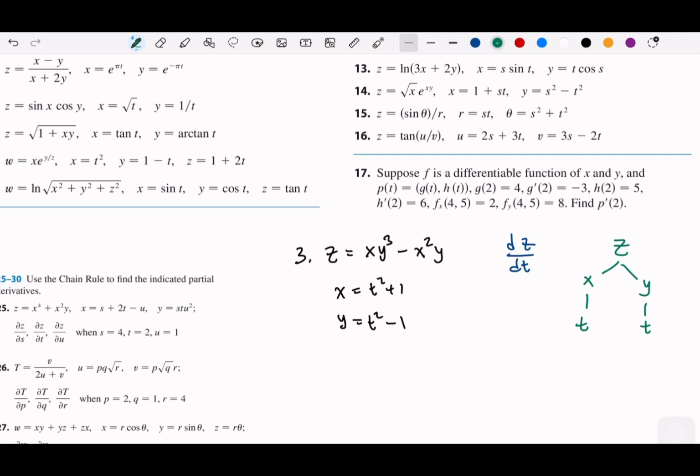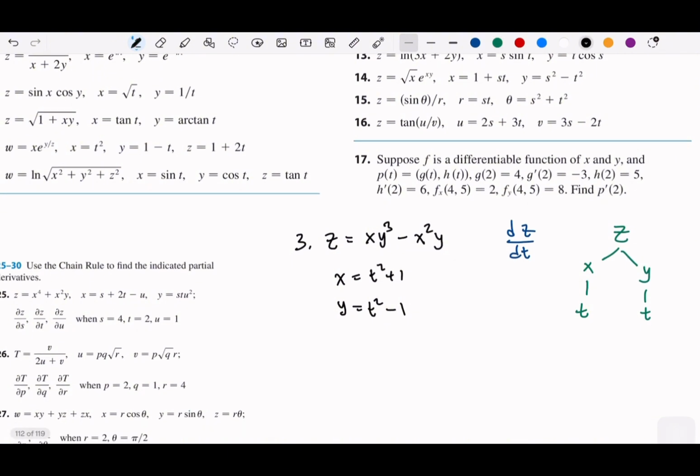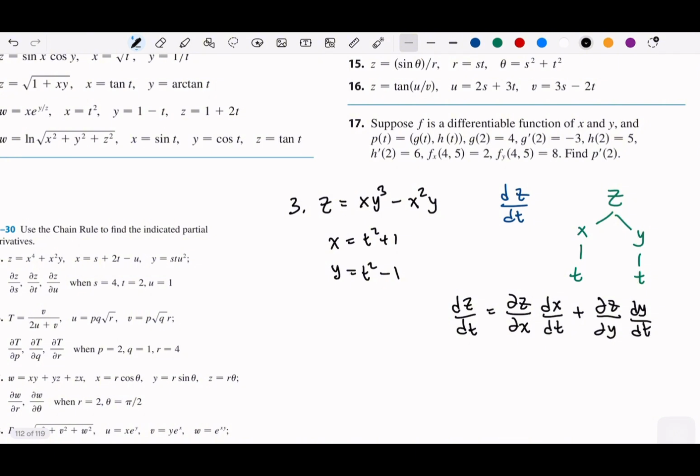And from this diagram, basically we would like to, so all paths are going to be taken, right? So we are going to write all the paths. So dz dt is its branches. So we take the Leibniz notation. So that's what we have. So basically, we are going to multiply each one of the partial derivatives.